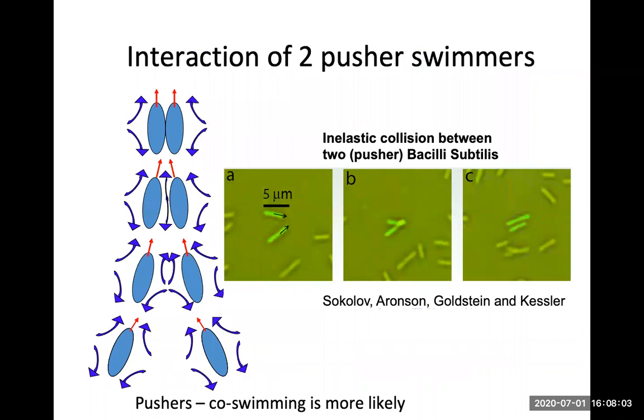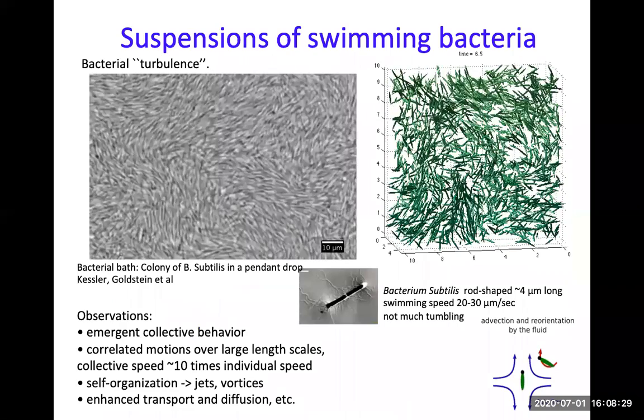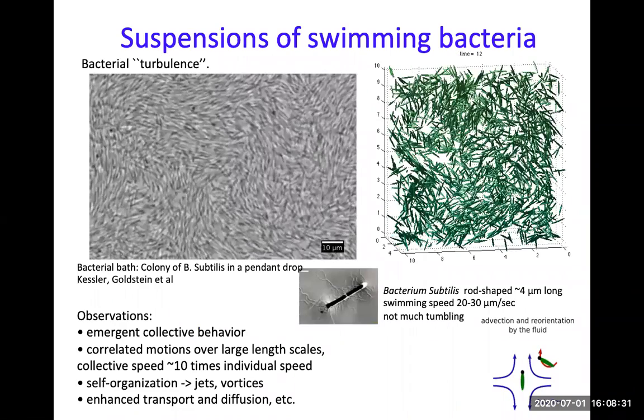So how do two pusher swimmers interact? The consensus has been that two pusher swimmers, like we see in the bacteria, move together, they collide, and they co-swim. And that is due to the elongated shape and also to the fluid flows. These disturbance fluid flows kind of push them together so they co-swim. And you see this in bacteria. Okay. And now you put a lot of these together and you get collective behavior. Right? So you put a lot of bacteria in a drop.